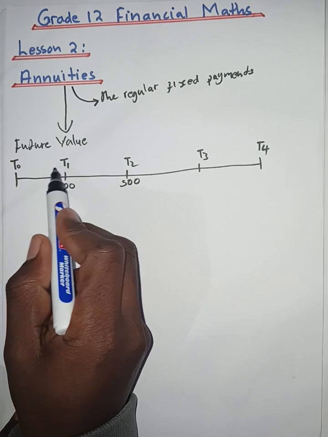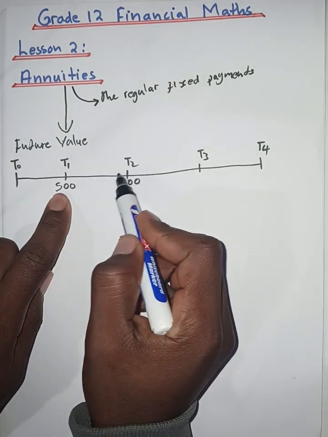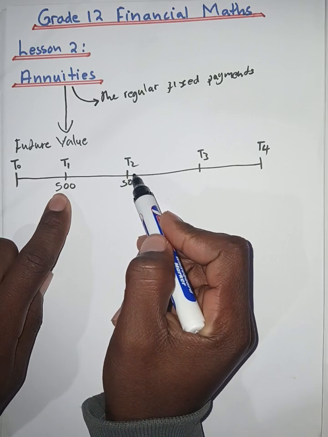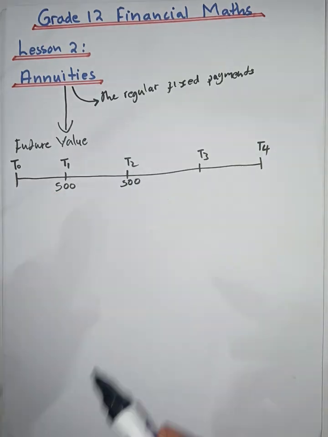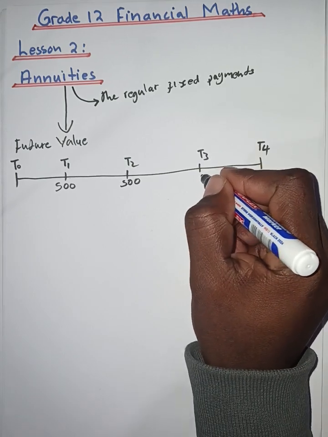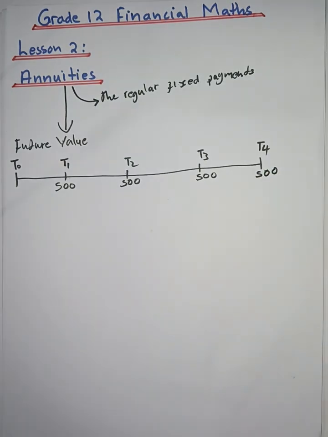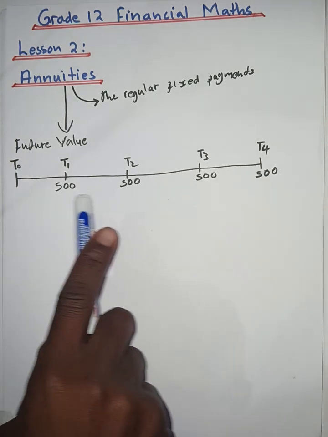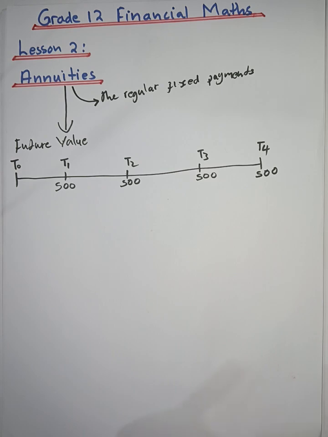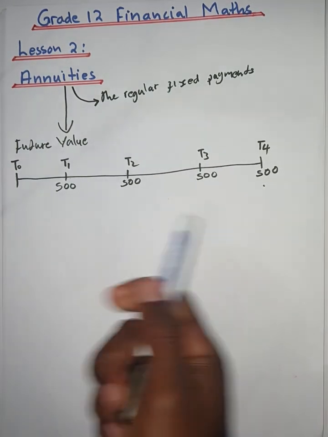So at the end of the first year, we would invest 500, and at the end of the second year, we would invest another 500. At T3 we would invest another 500, and also another 500 at T4. So the future value annuity would be the total value of all of these payments at T4. Now suppose they say calculate the future value annuity of all of these payments.